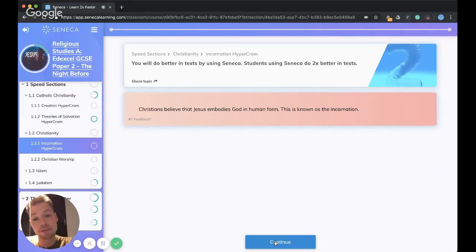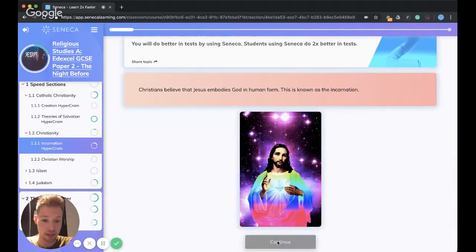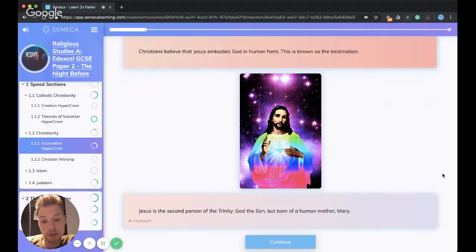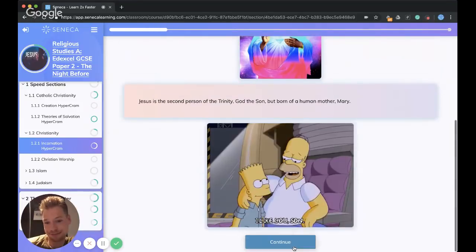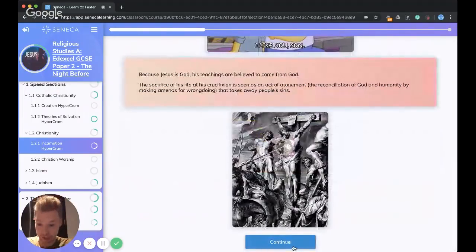So Christians believe that Jesus embodies God in human form. This is known as the incarnation. Jesus is the second person of the Trinity, God the Son, but born of a human mother, Mary. Because Jesus is God, his teachings are believed to come from God. The sacrifice of his life at his crucifixion is seen as an act of atonement, the reconciliation of God and humanity by making amends for wrongdoing that takes away people's sins.